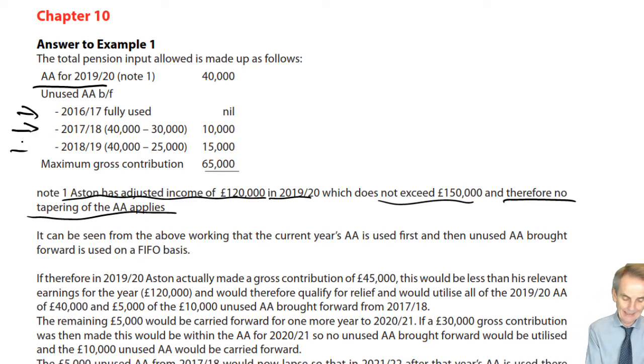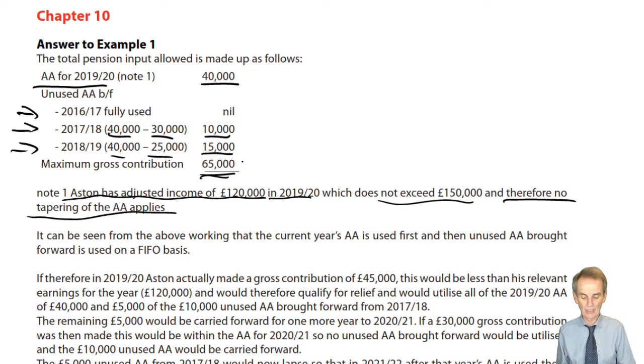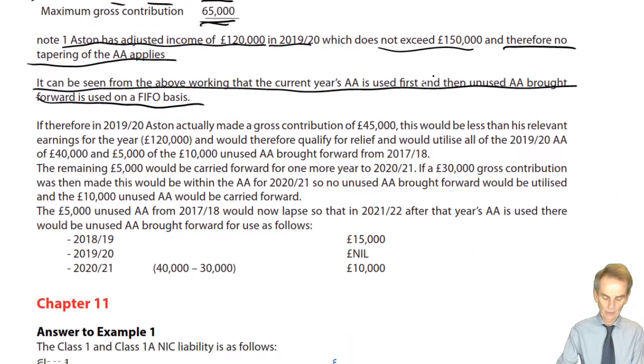So far as 1718 and then 1819 are concerned, we've got our limits of 40. What do we actually contribute as a gross figure in those years? 30 and 25 respectively, giving us therefore 10,000 and 15,000 unused AA brought forward at the beginning of the 1920 year to add to the 40,000 AA of that year and give us a maximum gross contribution of £65,000. So that's the maximum that could be contributed, and for then full tax relief to be given in relation to that contribution. As we say here, it can be seen from the workings that the current year's AA is used first, and then we use the AA brought forward, and that is used on a first in, first out basis.